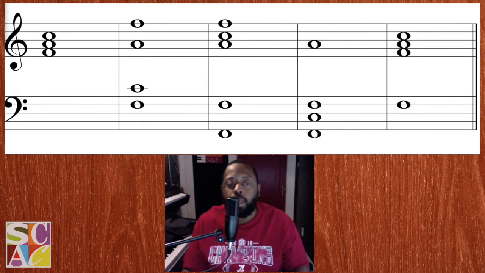So as you can hear, you hear it in different ways, but it's still an F major triad in root position.